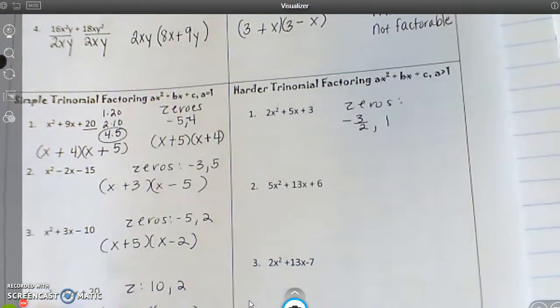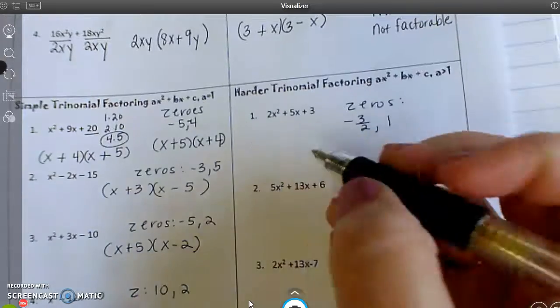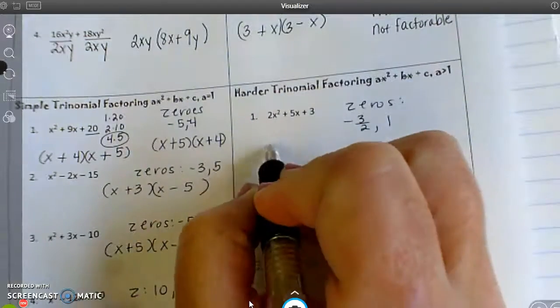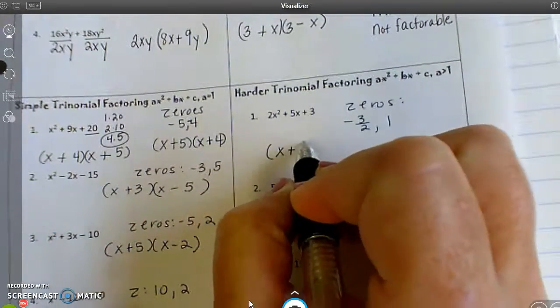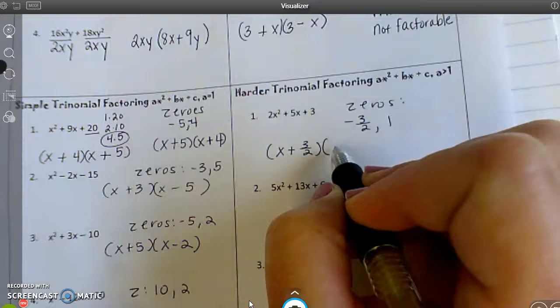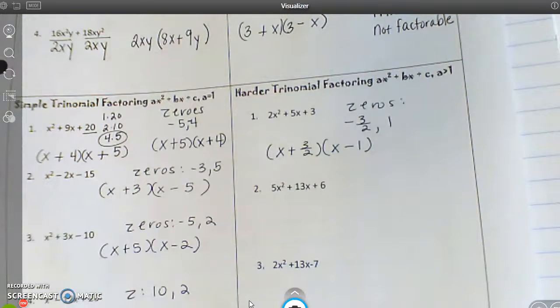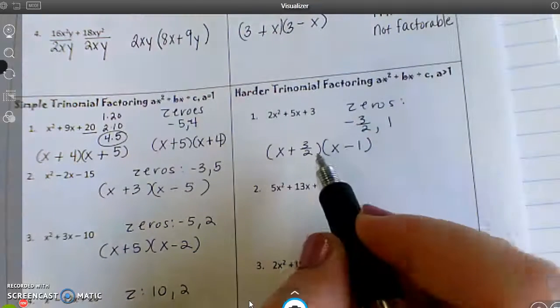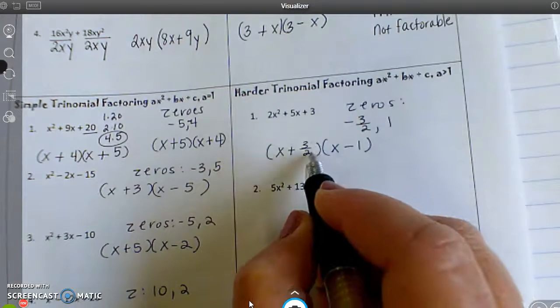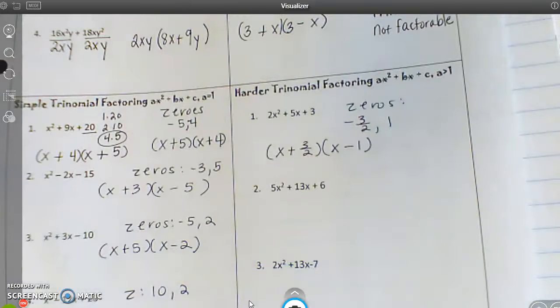Okay? So now, if I try to write it out, just like I did over here, I'm going to have x plus 3/2 and x minus 1. Okay? Now here's the problem. If you wrote that down as the factors, I'm good with that. However, if you're trying to match it or do some multiple choice, it's not going to come out exactly like that.